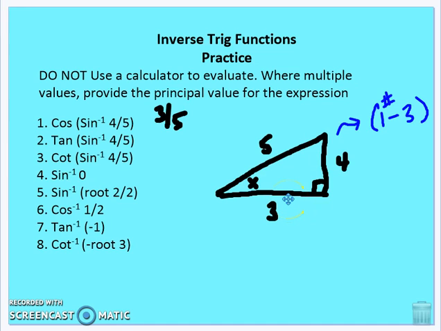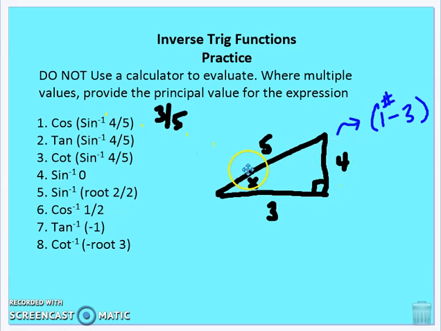So in this case, we don't need to know what the measure for x is, because ultimately what we're saying is the inverse sine of 4/5 is x. And then what is the cosine of x? The cosine of x based on this triangle is going to be 3/5. So that's your answer. It's like a composite function problem using trig values and a right triangle.